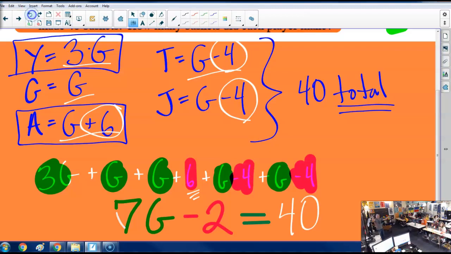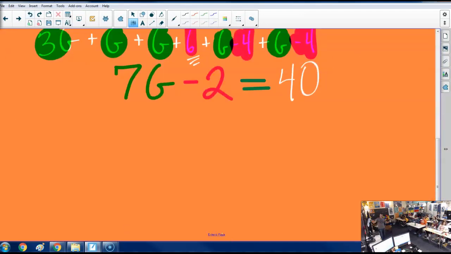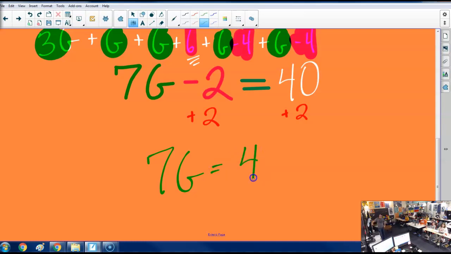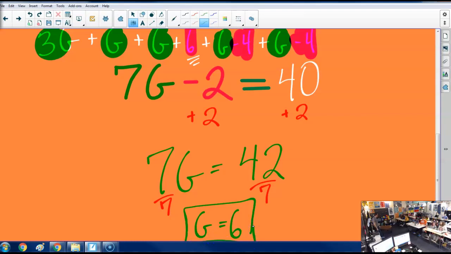Eric? Wait, wouldn't that mean G equals 6? Well, hang on. You're ahead of us. So if we have this, we can then add 2 to cancel out the minus 2. And what that means is 7G must equal 42. And Eric, when we divide by 7, we get that G is, you can say it now. 6. Grace is 6. Any questions how we got there?